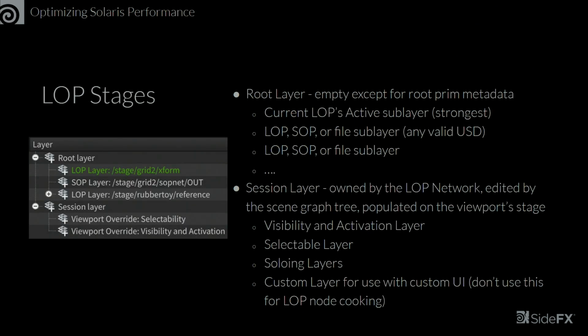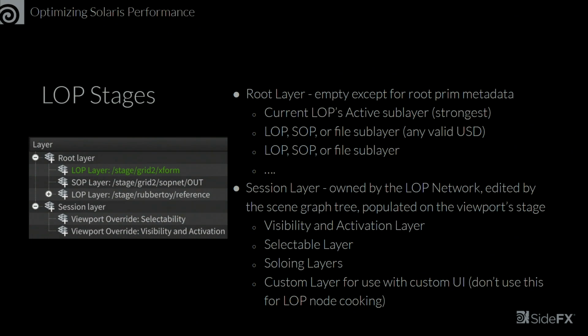So I'm going to start at the beginning. When you have a LOP network, it makes a USD stage. What does that USD stage look like? Well, every USD stage has a root layer and a session layer. So in LOPs, the root layer is always completely empty, except for root prim metadata that has to be on the root layer, according to the rules of USD, and then a list of sublayers. The strongest sublayer is always the current LOP's active layer. So that's the layer that is edited by the current LOP node. And then there can be more LOP layers, more SOP layers, more USD layers from disk, any number of extra layers. And the contents of all those layers is completely irrelevant. It can be anything at all.